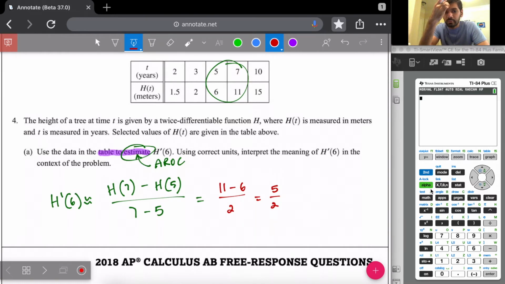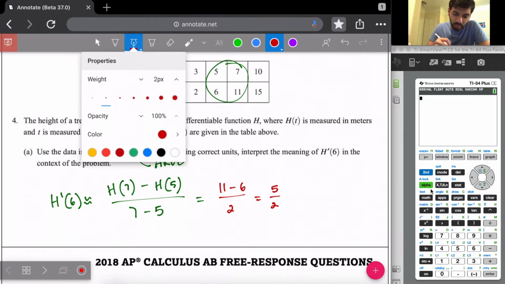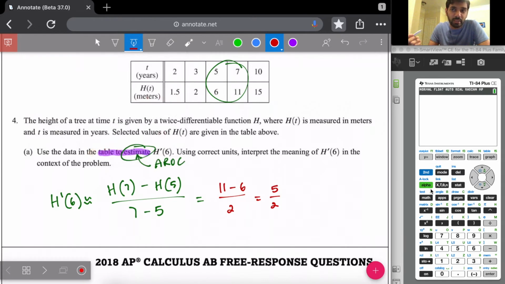And now it's asking us to interpret the meaning using correct units. So we're not done with the problem just because we found the approximate value of h prime of 6. We have to interpret this meaning in terms of the problem. So what this is saying is that if this is a rate or an approximation for the rate and our units are meters, the rate at which the meters are changing would be meters per year.